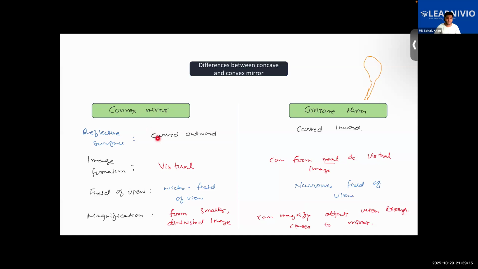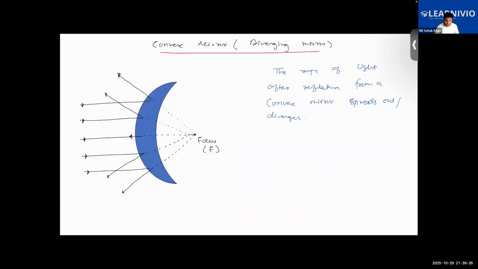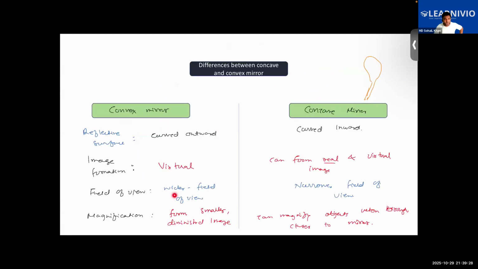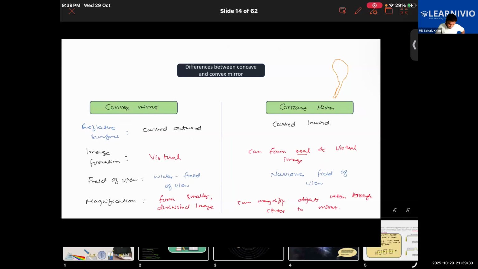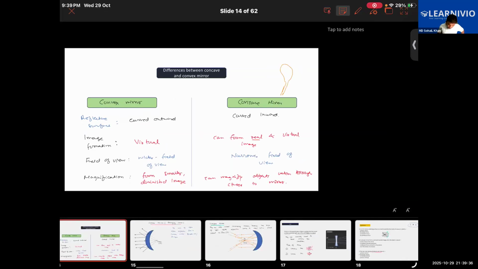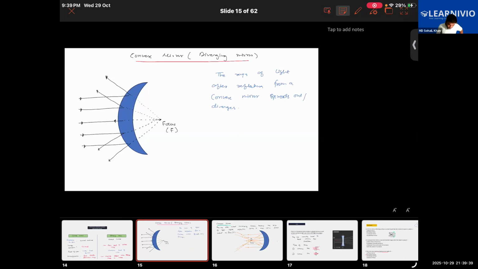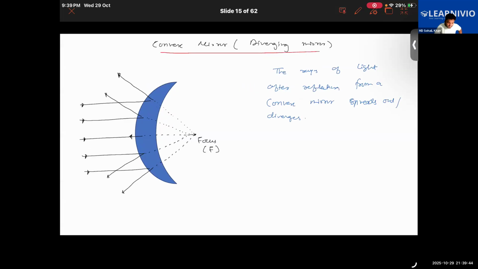In the convex mirror, the image formed is always virtual, no matter how far the object is placed or how close the object is placed in front of that mirror. Understood? Then, a convex mirror always gives a wider field of view. Also, convex mirrors are called diverging mirrors, because when the rays of light fall on them, they get reflected and spread out in different directions.